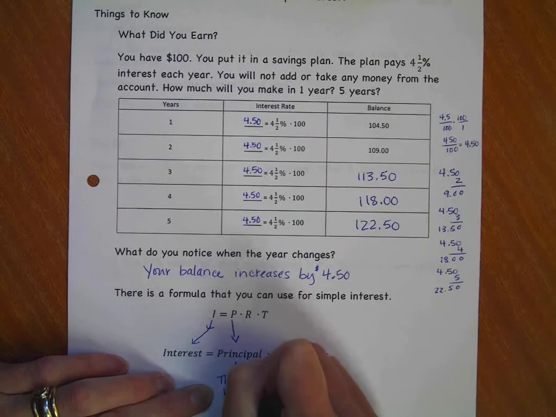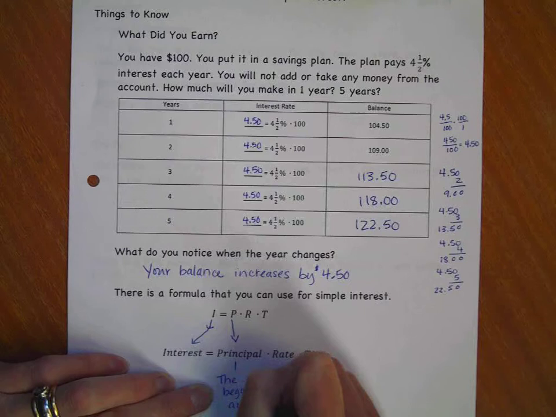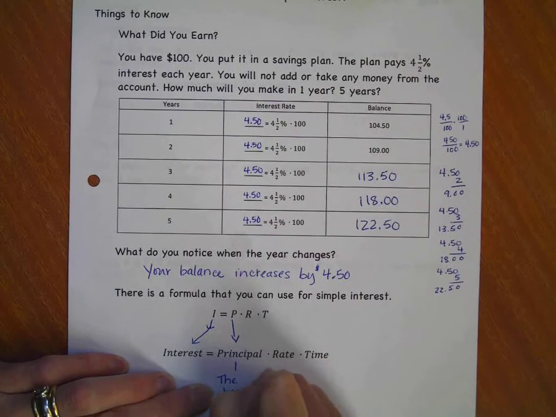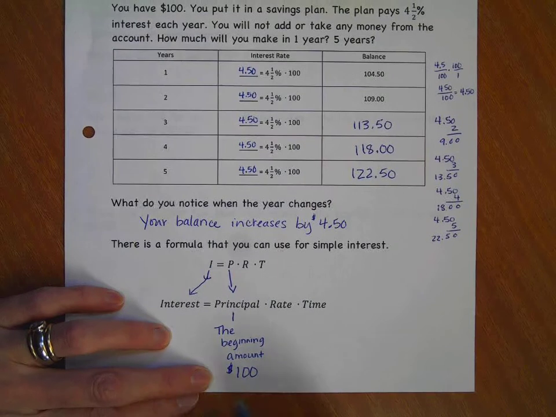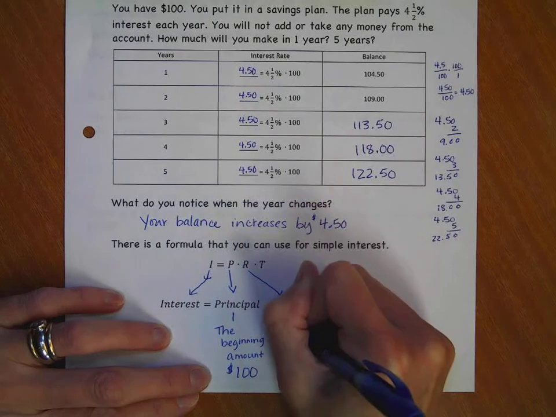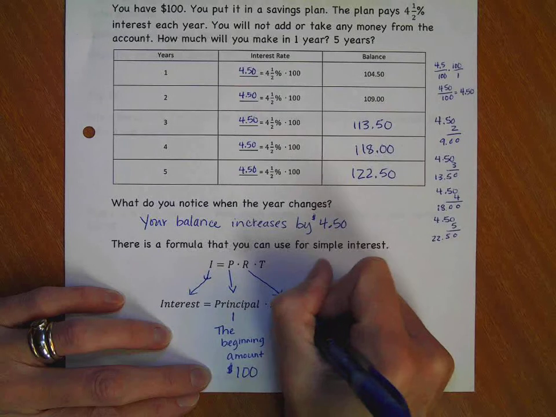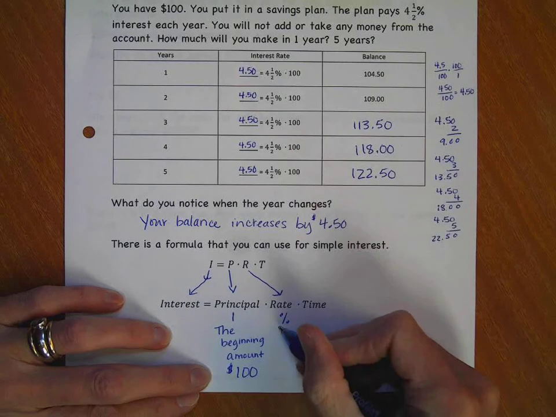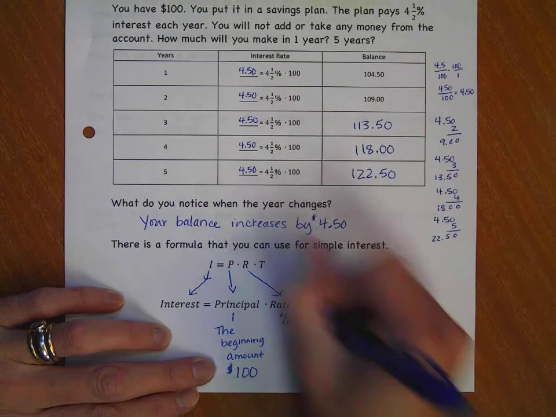The beginning amount. And in this specific instance, the beginning amount was the $100 because that's how much money you started with. So the principal is the beginning amount that you start with. Okay? The rate is actually the percent. So that's how some kids get confused. The rate is actually the percent that you have. So this one, we have 4.5%, right?